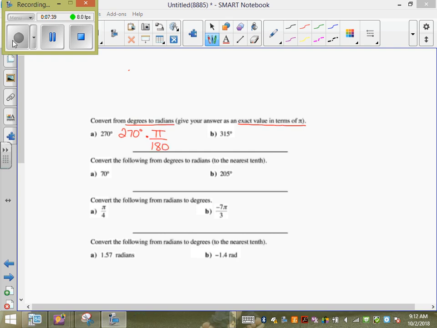So that's going to give us 270 pi divided by 180. And when we reduce that, what is it? Close. 3 pi over 2. Okay. 315 times pi over 180. So you're going to get 315 pi over 180. And what does that reduce to?